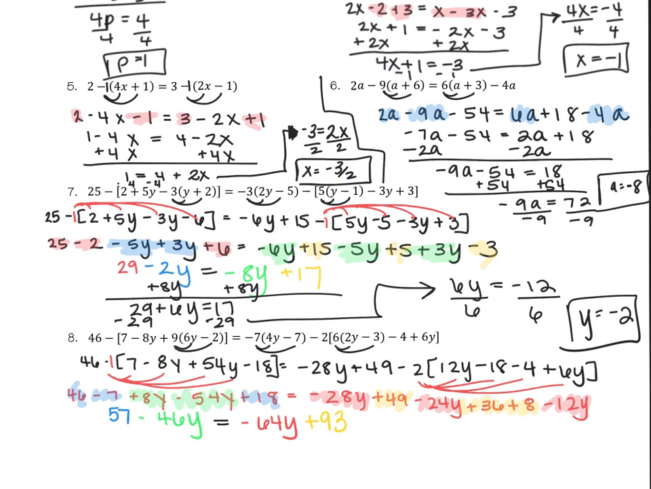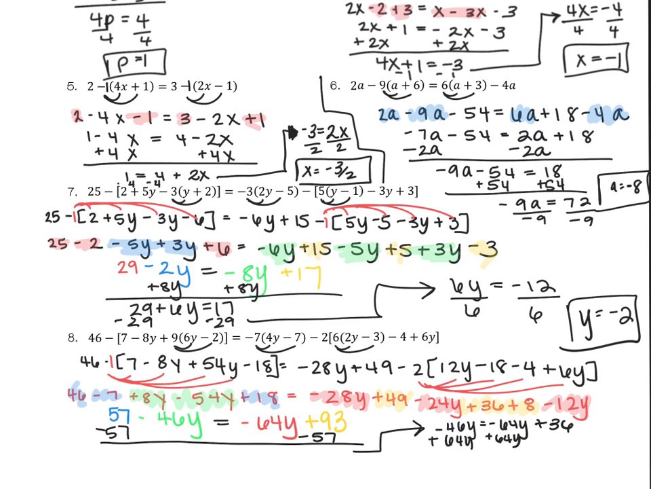I can subtract 57 from both sides. So I have -46y equals -64y plus 36. Add 64y to both sides, which is 18y equals 36, and then when you divide, y equals 2.